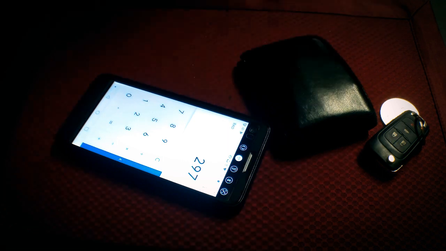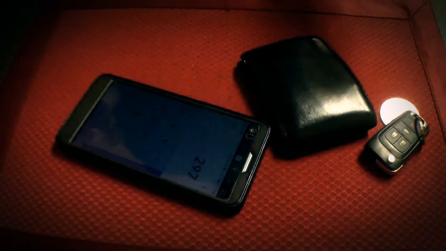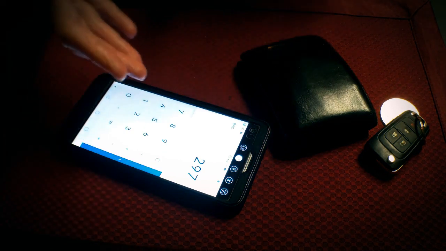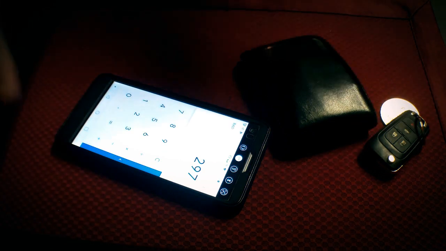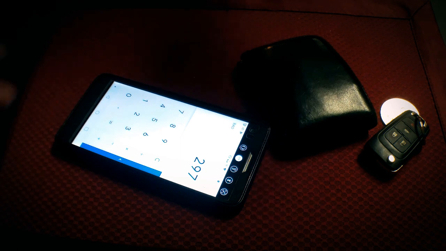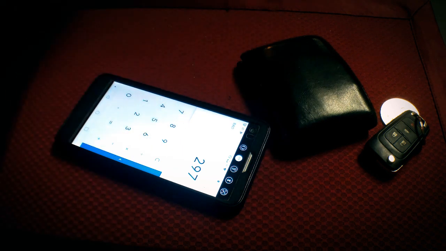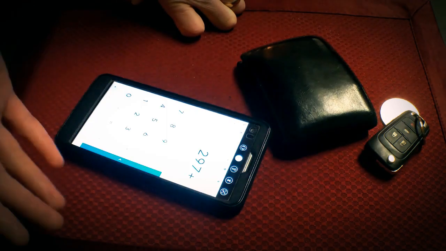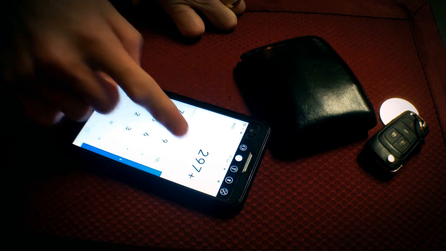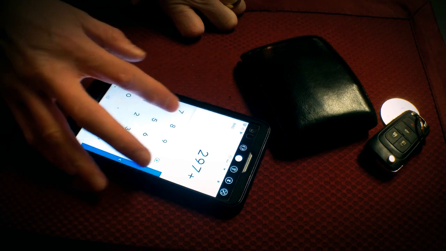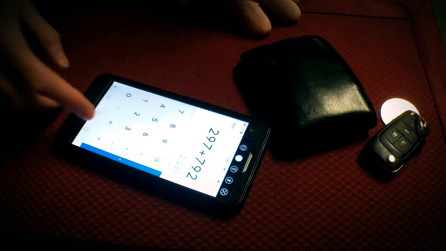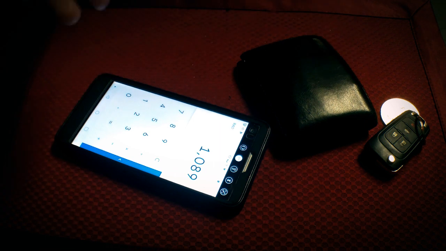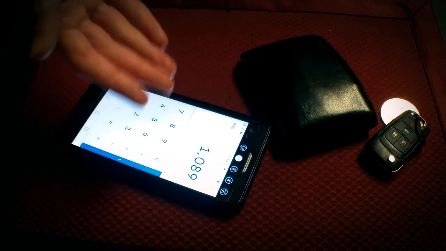I want to try something else here. We need more digits to play with. So I want to add some to this, but again, I'm only going to use data that you gave me. I'm going to invert this and add it back on. So I'm going to hit the plus sign, and we're going to add 792. We'll see what we come up with here. 1089. So now we've got 4 digits to work with. We added another digit to that.